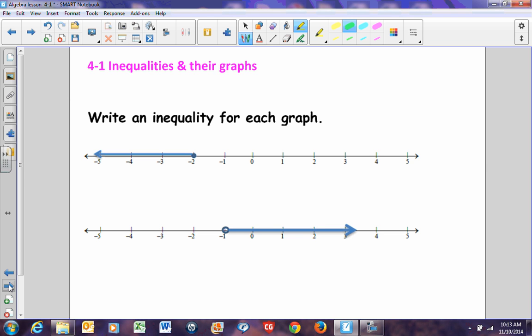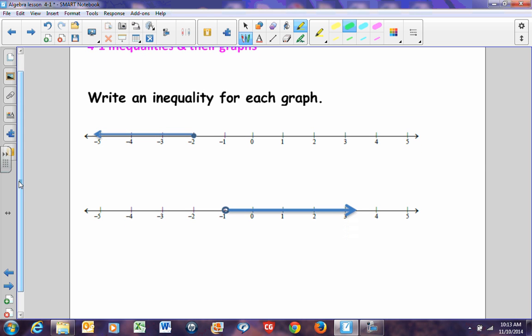Now, you can write an inequality for a graph by simply reading off of the graph. And it doesn't matter what your variable happens to be. You can choose whatever variable you so desire. So if I told you to write an inequality for each graph here, on this first one here, we can see that it starts at -2 and goes to the left, which means it's less than. Makes it much easier to write this if you do put the variable first. It doesn't matter what your variable needs to be. I'm going to use X.